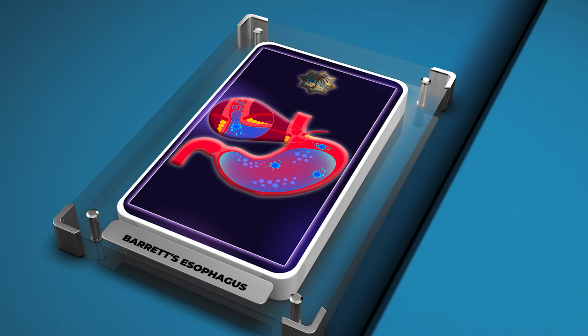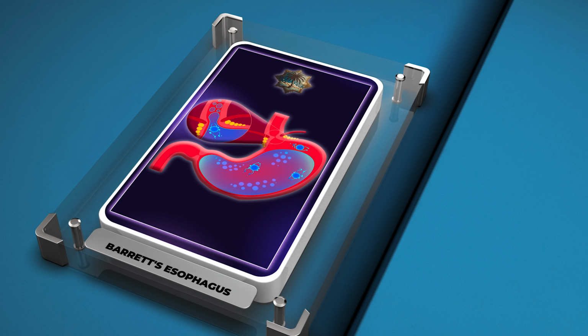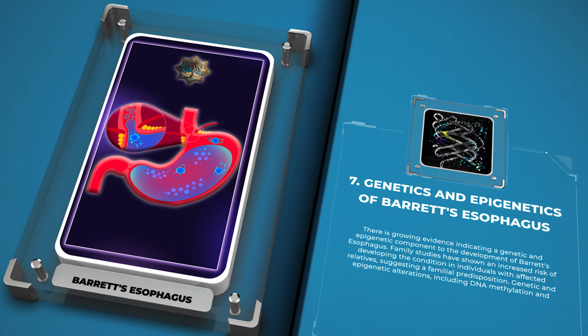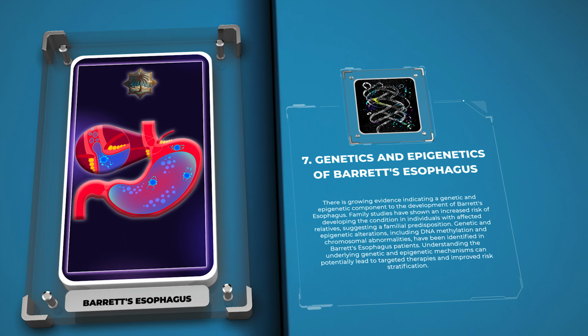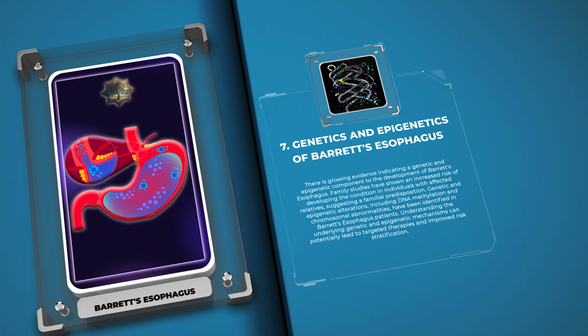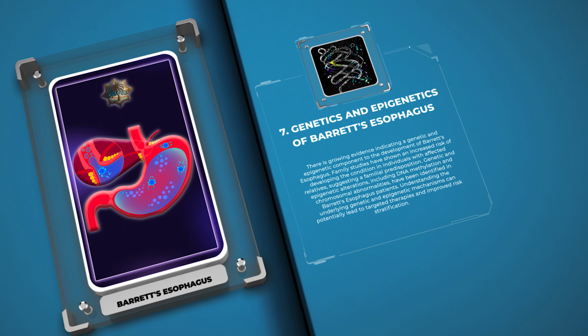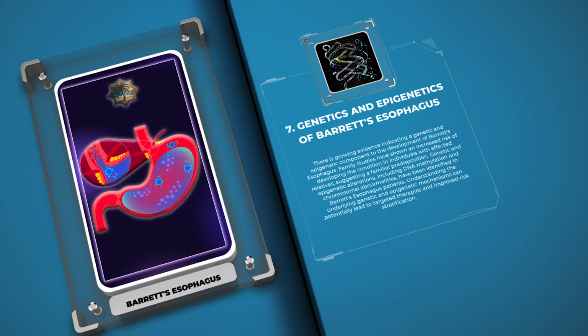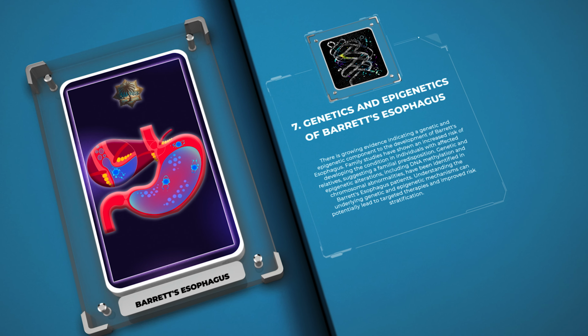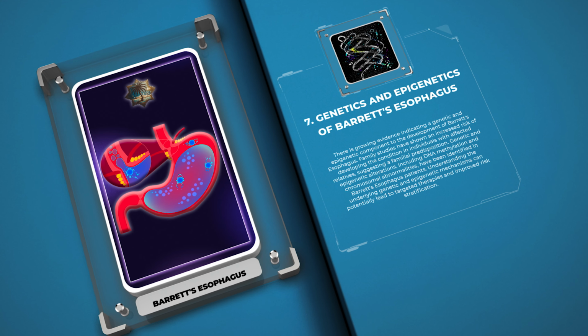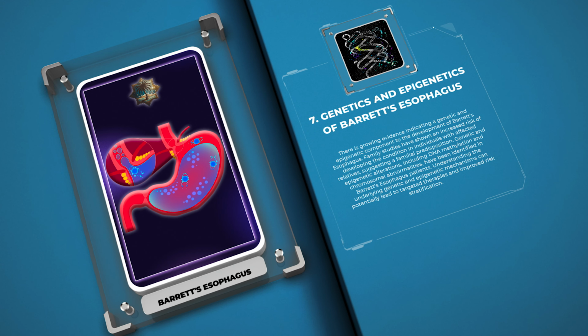There is growing evidence indicating a genetic and epigenetic component to the development of Barrett's esophagus. Family studies have shown an increased risk of developing the condition in individuals with affected relatives, suggesting a familial predisposition. Genetic and epigenetic alterations, including DNA methylation and chromosomal abnormalities, have been identified in Barrett's esophagus patients. Understanding the underlying genetic and epigenetic mechanisms can potentially lead to targeted therapies and improved risk stratification.